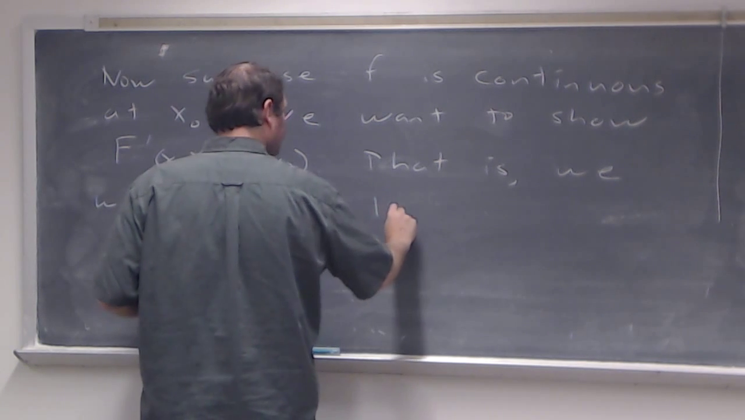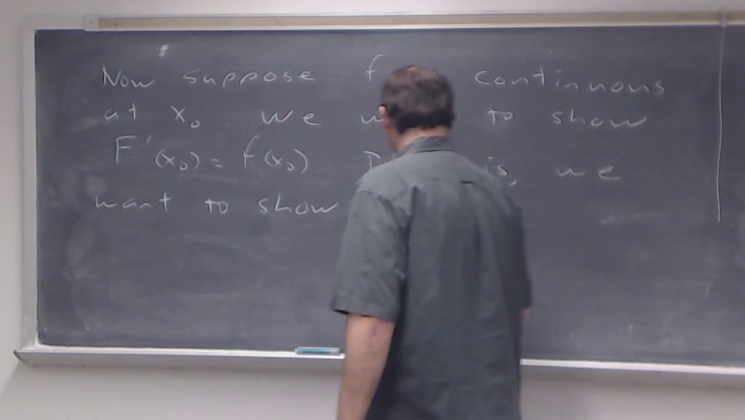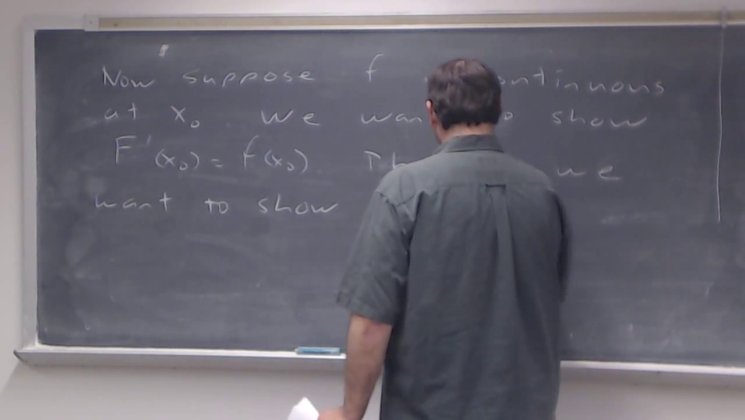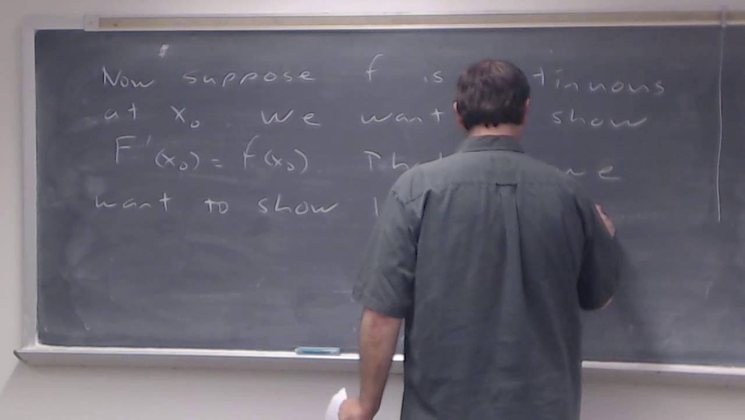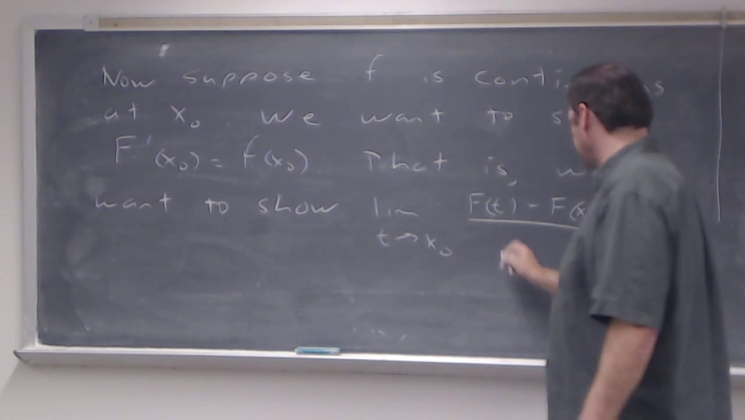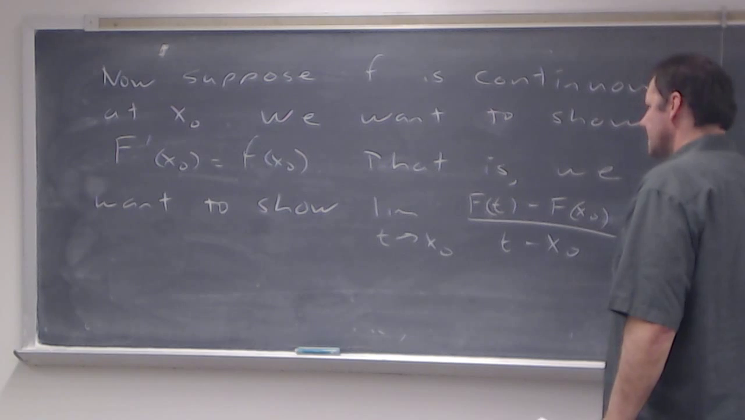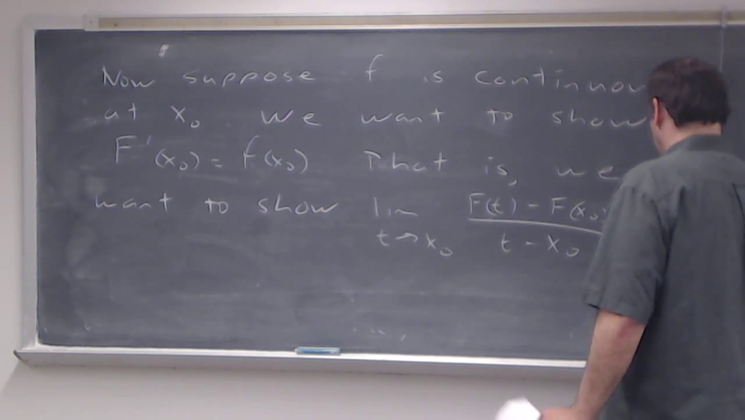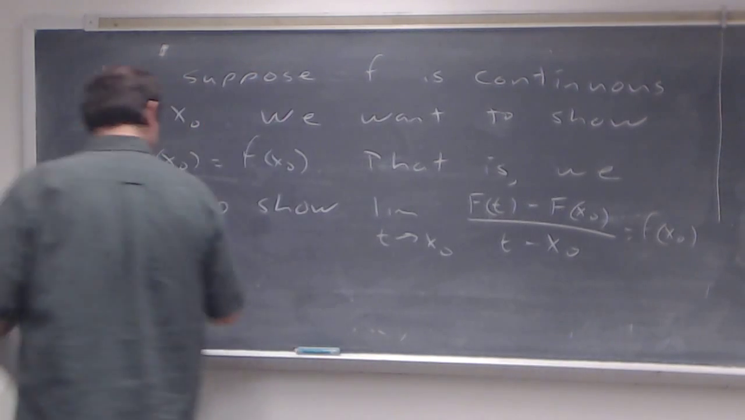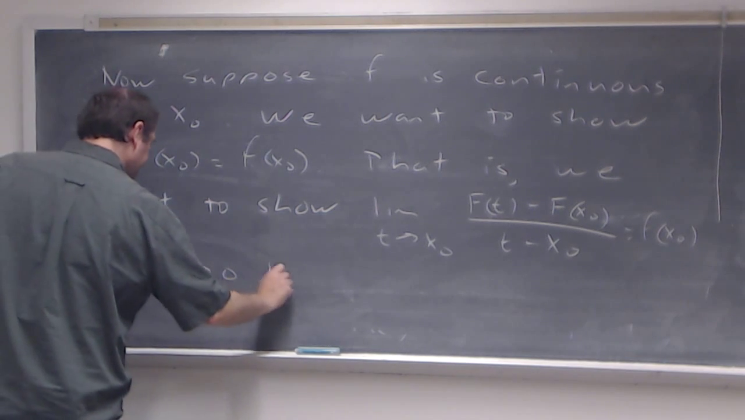that the limit as t goes to x sub naught, so I'm talking about this guy's derivative, of f of t minus f of x naught, we're going to the derivative, chapter 5, which we covered, over t minus x naught, we want to show that that's equal to little f evaluated at x naught. Okay, so this is the limit, so how are we going to do that? We're going to let epsilon be greater than 0 be given.